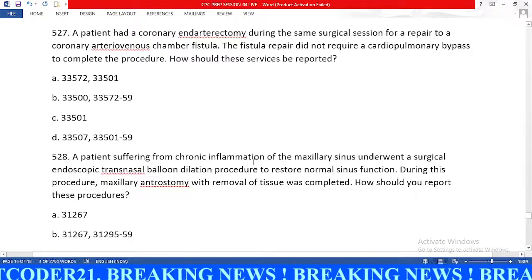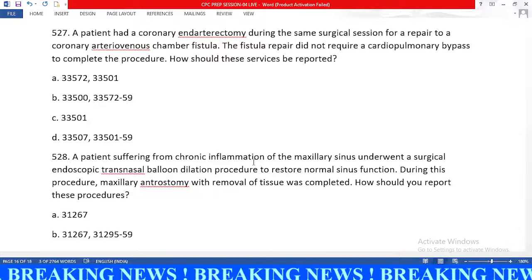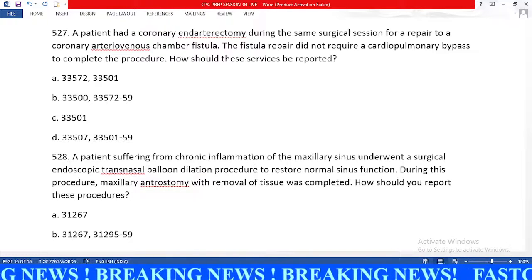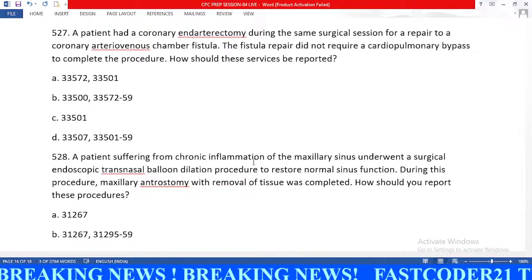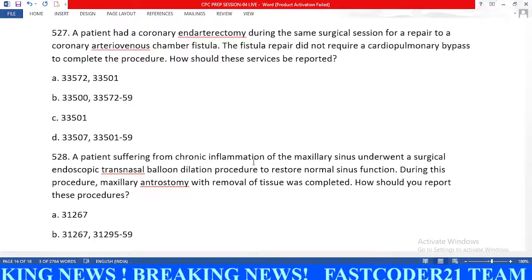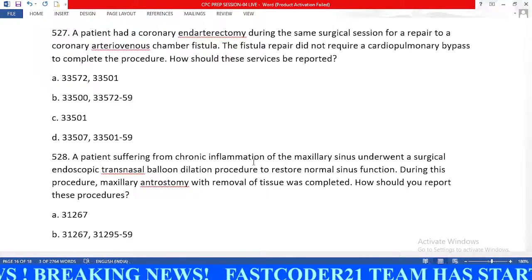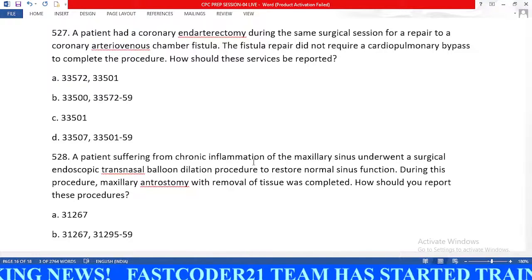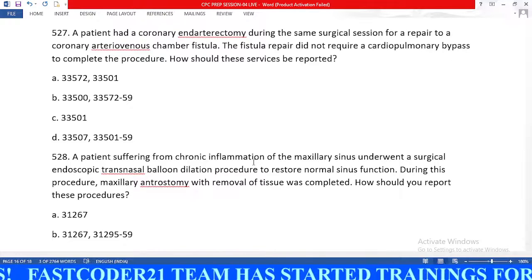So next question. A patient had a coronary endarterectomy during the same surgical session for a repair to a coronary arteriovenous chamber fistula. The fistula repair did not require a cardiopulmonary bypass to complete the procedure. How should these services be reported? A 33572, 33501; B 33500, 33572; C 33501; D 33507 and 33501.